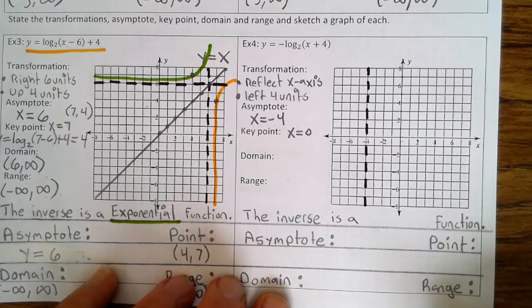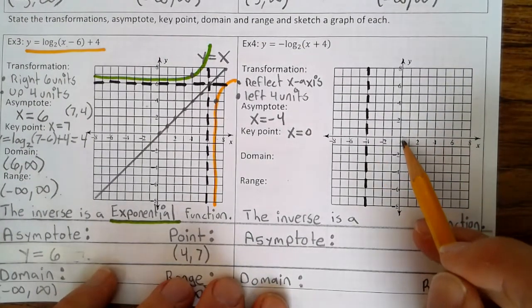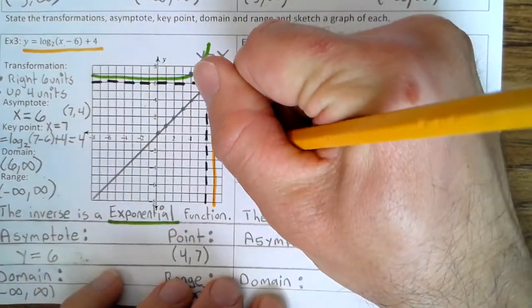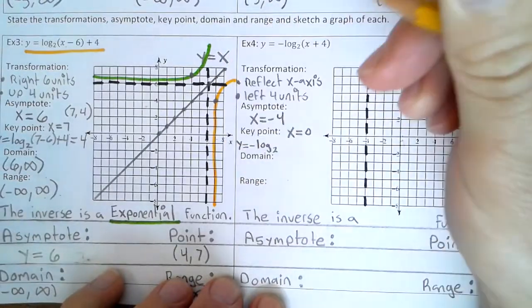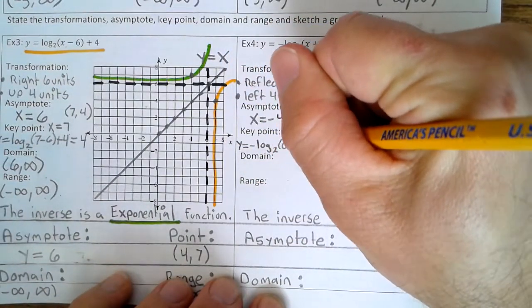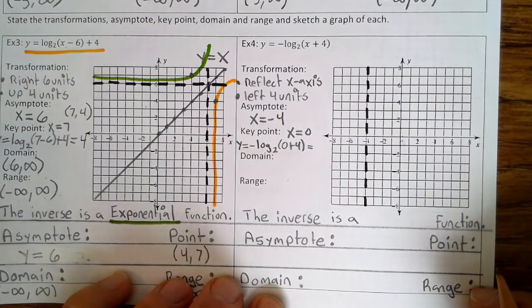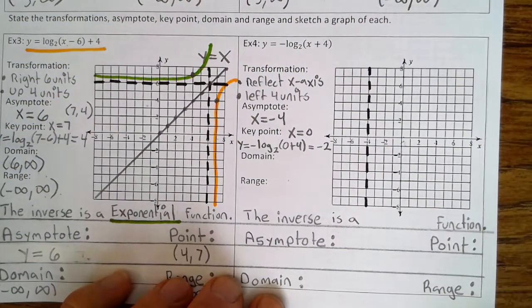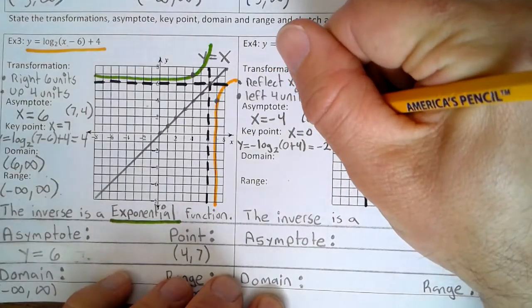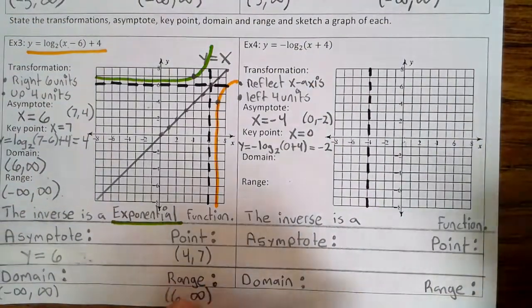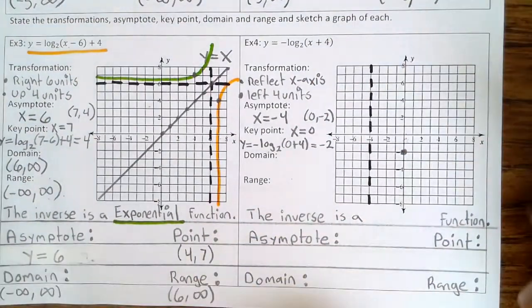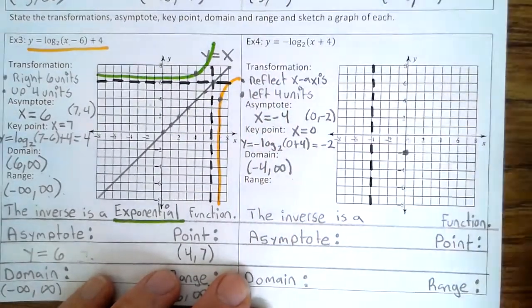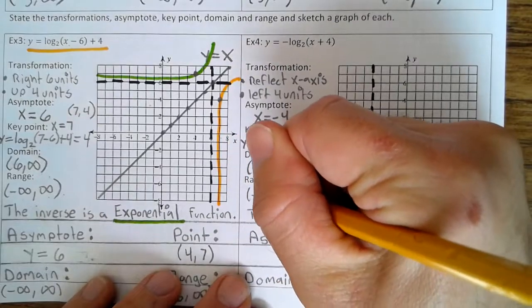So key point, x equals 0. You could technically use any of these points, but 0 is usually the easiest point to work with. So x equals 0, so then that's y equals negative log base 2 of 0 plus 4, which equals negative 2. So your key point is 0, negative 2. Okay, domain we know is from negative 4 to infinity, and the range is going to be from negative infinity to positive infinity.